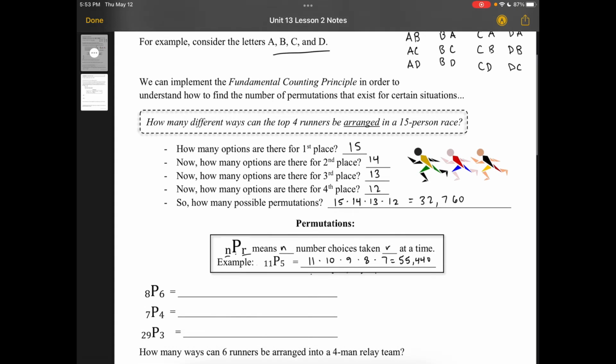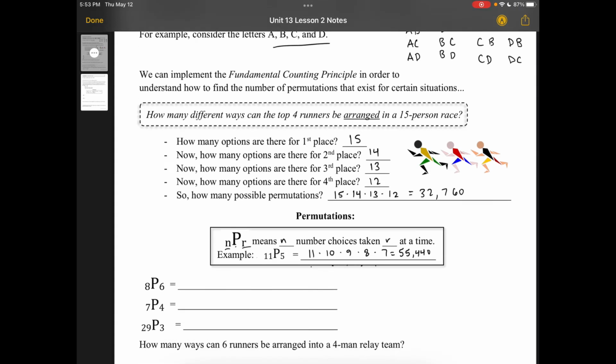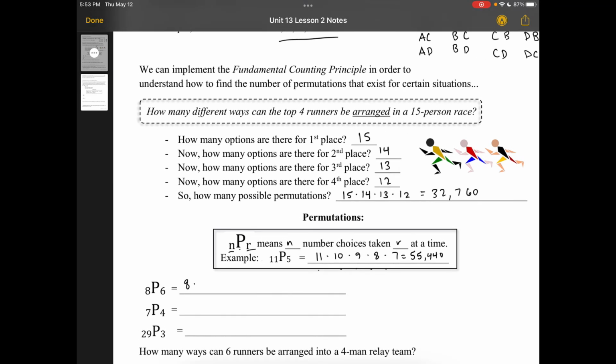Okay, our next example, we've got 8 choose 6 for our permutation. So we're going to start with 8, and we're going to count down: 8 times 7 times 6 times 5 times 4 times 3, and we're going to stop there because now we have 6 numbers that we've chosen. So 1, 2, 3, 4, 5, 6. So we have our answer, which is 20,160.